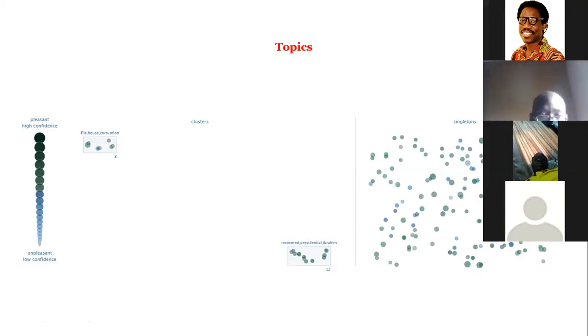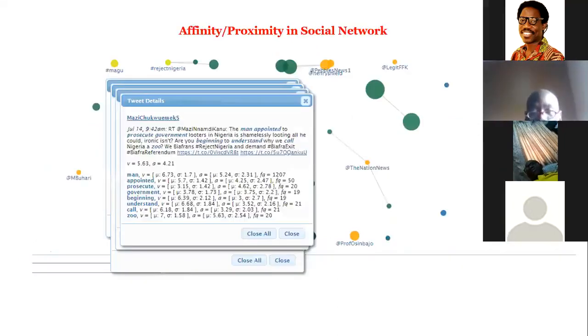So we have 8 plus 12 here, which is 20. So we have 20 as being clustered here. Minus 20 from the 178, the others are here. So now, affinity and proximity in a social network.